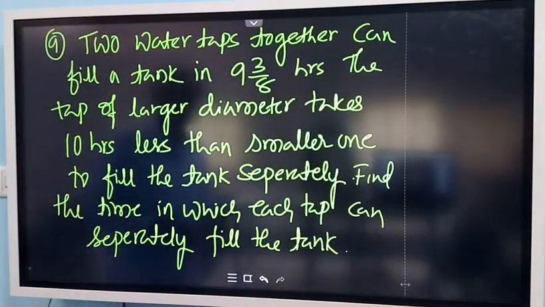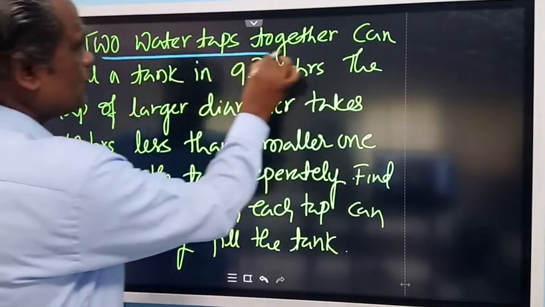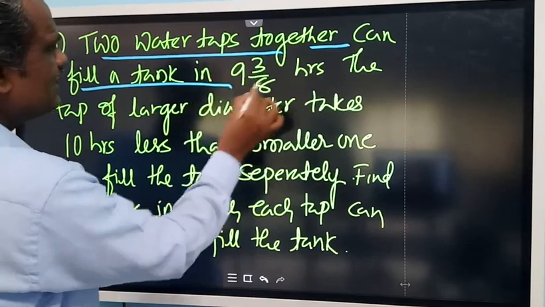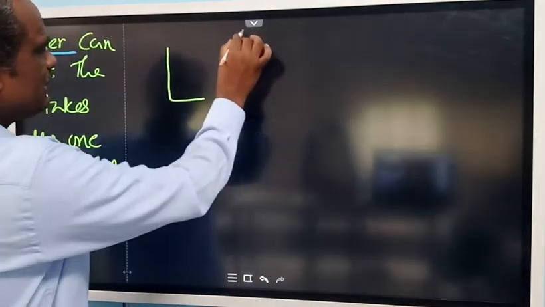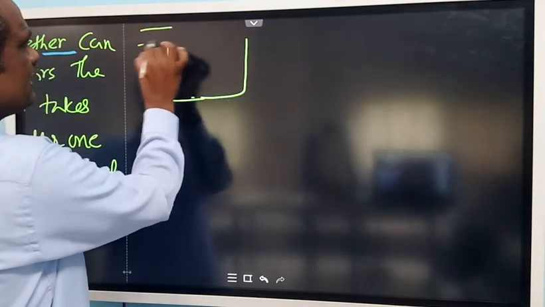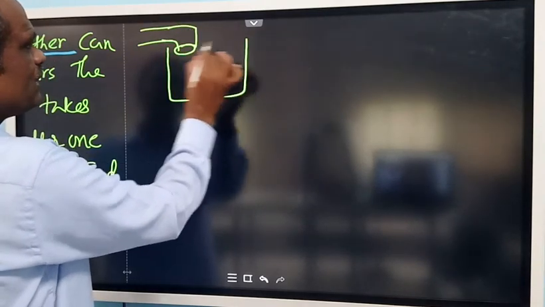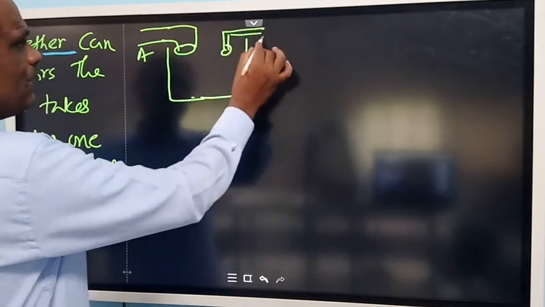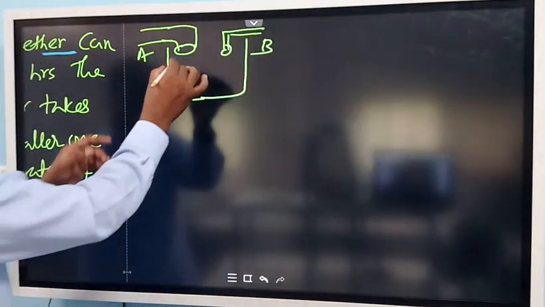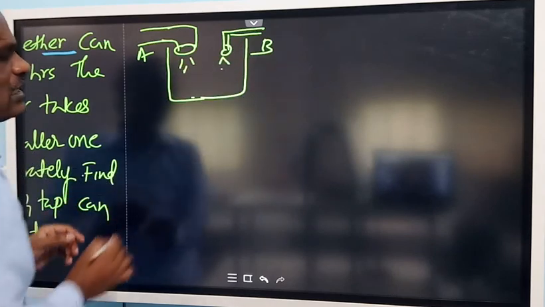Now listen here, two water taps together can fill a tank in 9 3/8 hours. Suppose there is a tank, and you can connect two taps, one with the larger diameter, the other with the smaller diameter. You can take these as tap A and tap B.